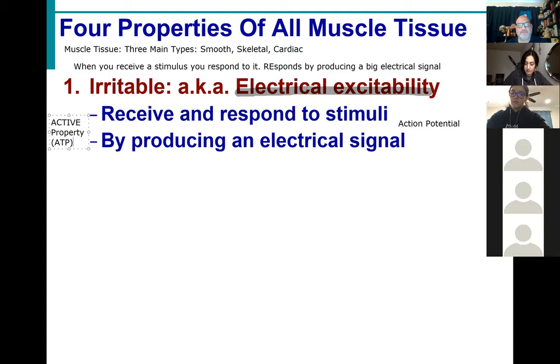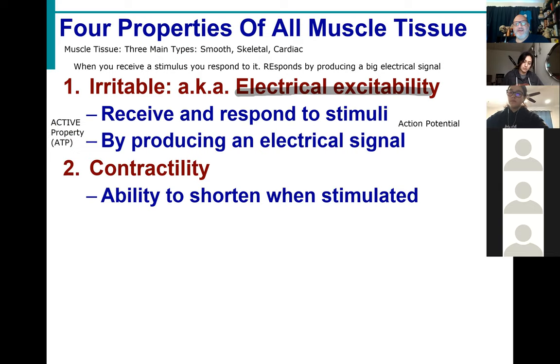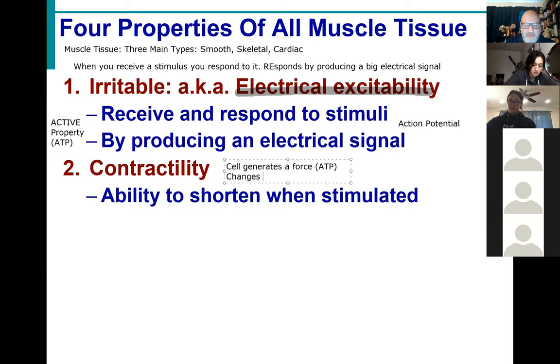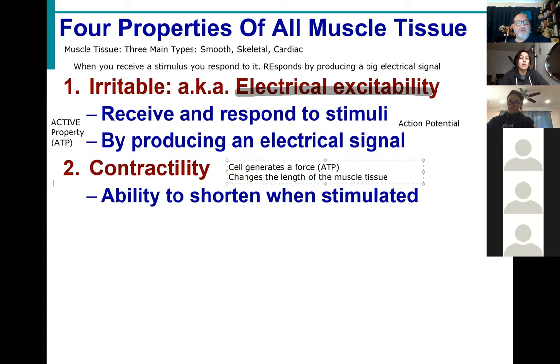Now, once it produces that action potential, what does that cause the muscle cell to do? Contract. Yeah, exactly. And that is a second property of our muscle tissue, contractility. Basically, when stimulated, it changes its shape. The cell generates a force, again, and it does that using ATP. And when it generates that force, that changes the length of the muscle tissue. Now, again, because it's using ATP, what kind of property would this be? Active. Yeah, again, this would be an active property. Excellent.